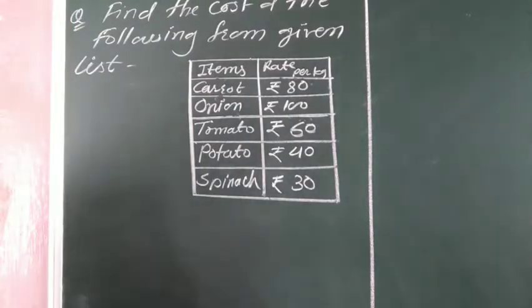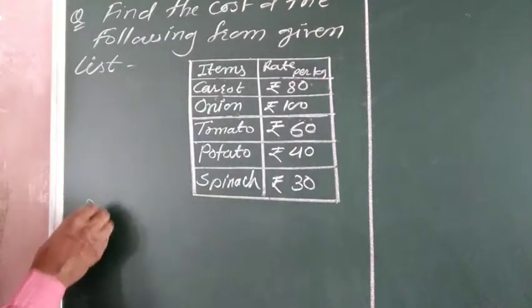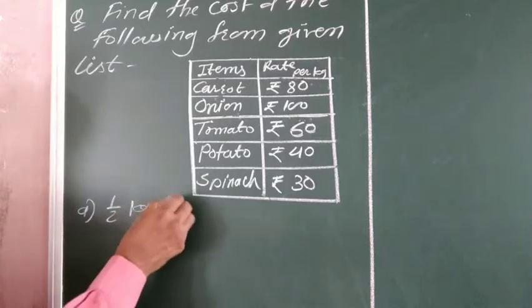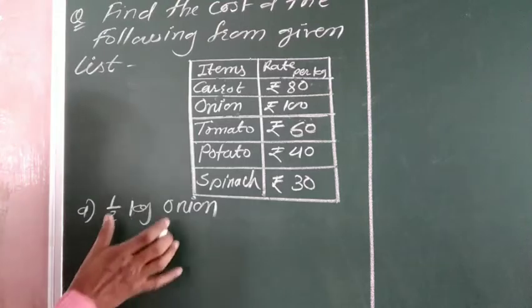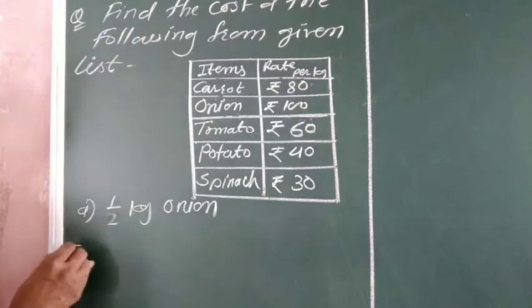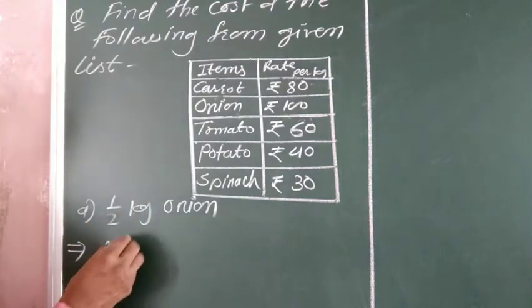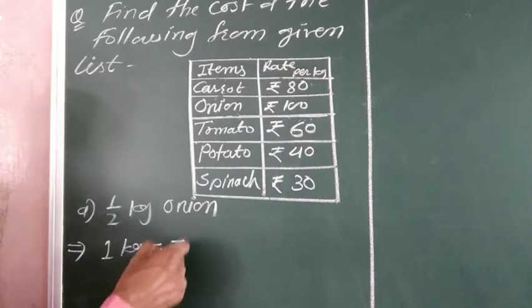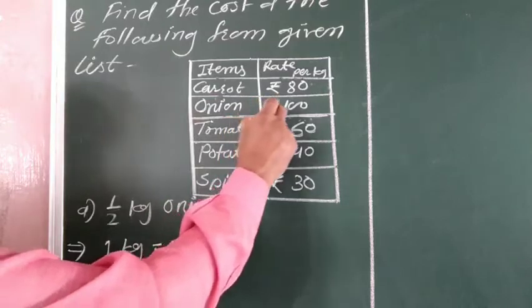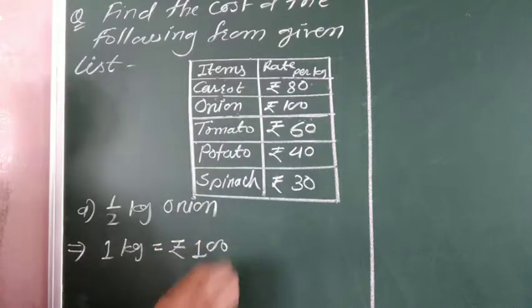First of all, number A: half kg onion. Cost of half kg onion. What is the cost of half kg onion? First, what is the cost of 1 kg onion? The cost of 1 kg onion is equal to rupees 100.